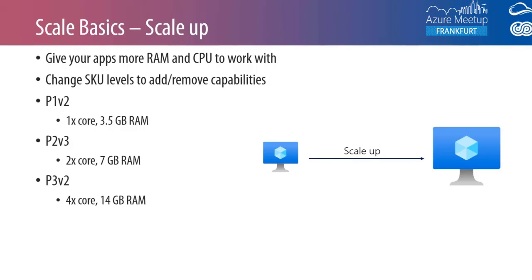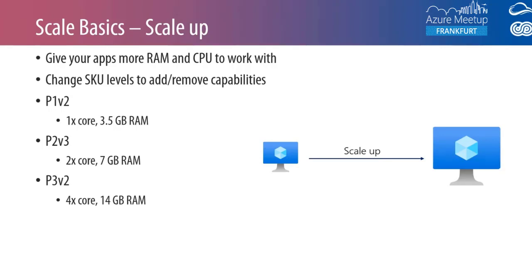For reference, a P1 V2 costs about $140 US a month for one instance. A P2, double it. A P3, double it again per instance.